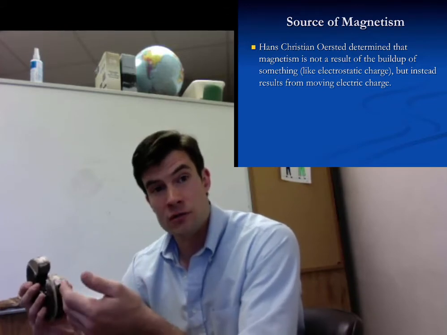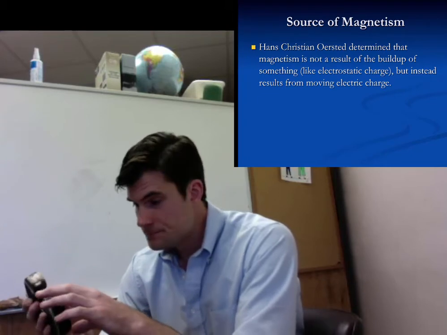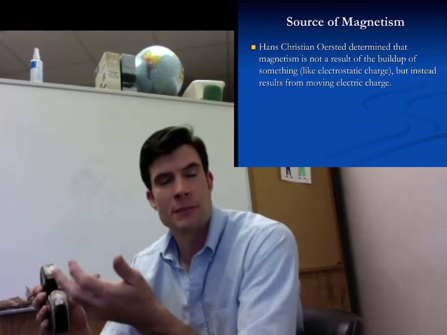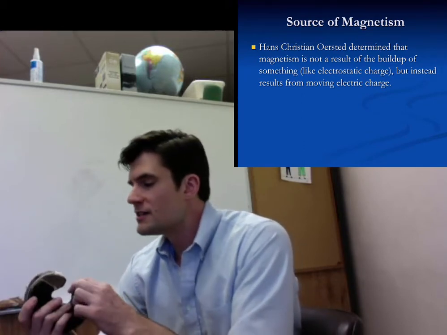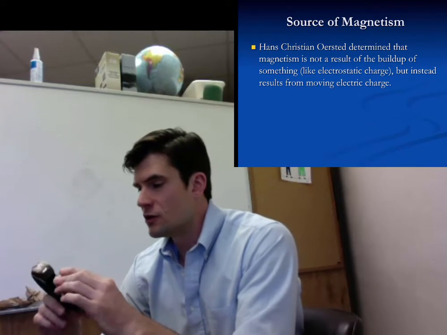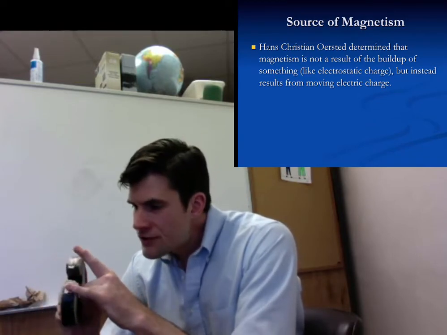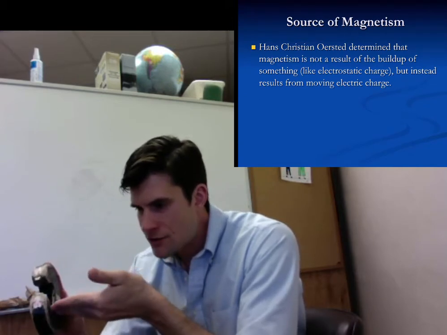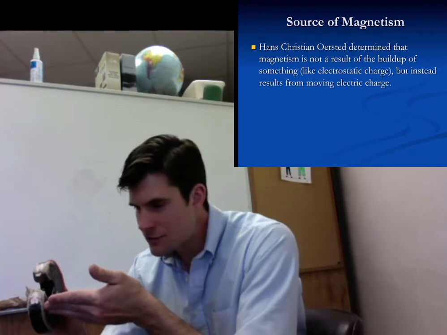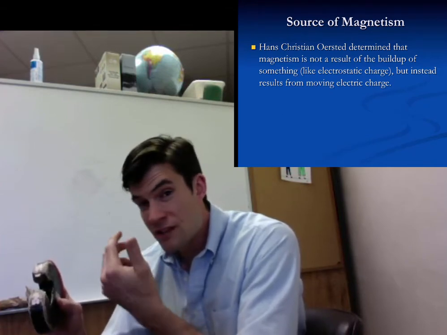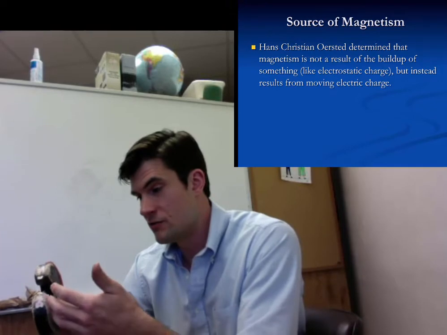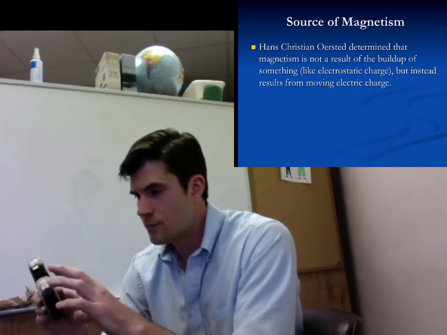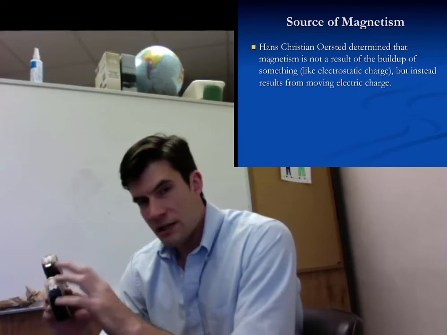Turns out that's not true. A guy named Hans Christian Ørsted determined that magnetic properties are not due to the buildup of something the way electrostatic charge is, but instead are due to moving electric charge. So there are moving electric charges in this magnet that give it its magnetic properties. Now you might be wondering, how is electric charge moving in this? We've already talked about current electricity and how you have to have a source of electric potential, like a battery or a generator. There's no battery hooked up to this thing. There's no current flowing through it, and that's true. But there is moving electric charge.